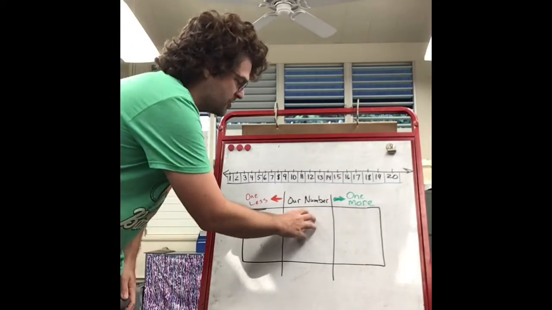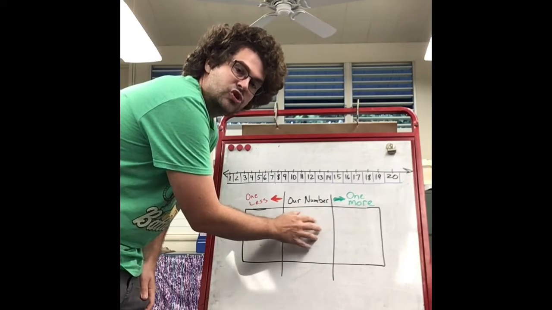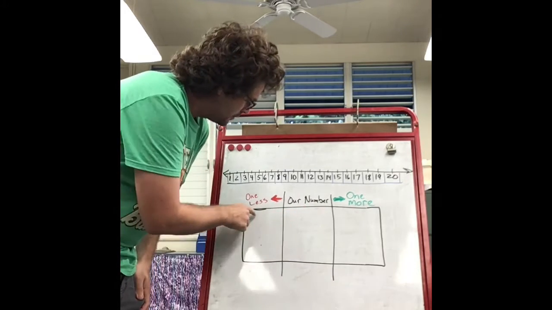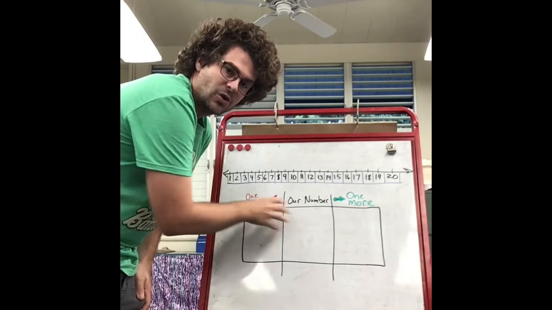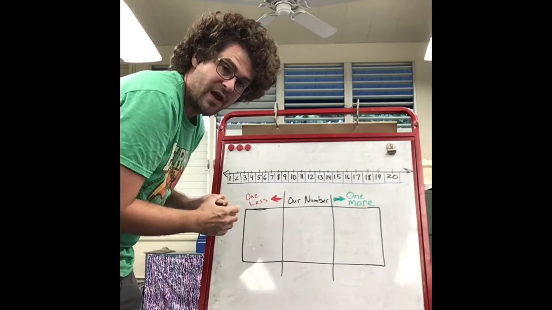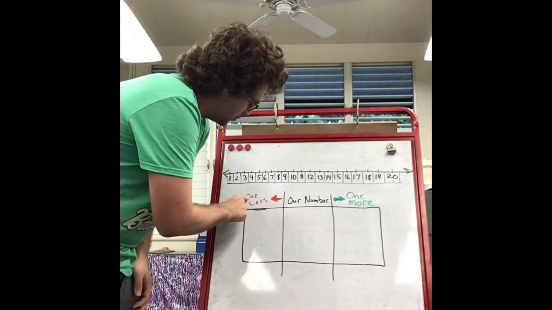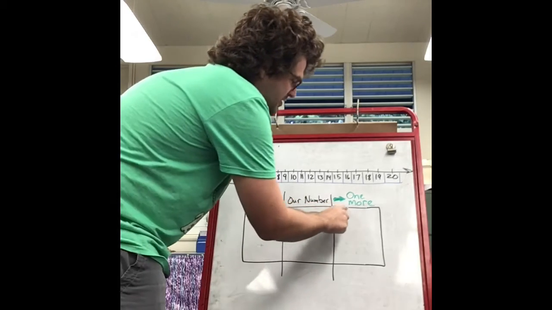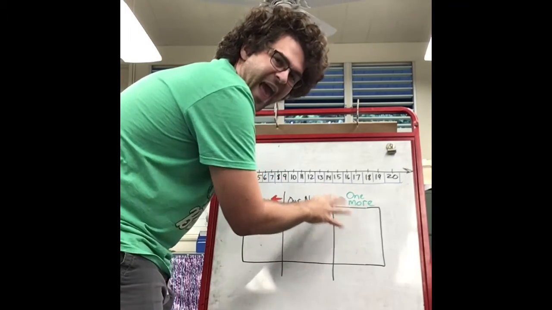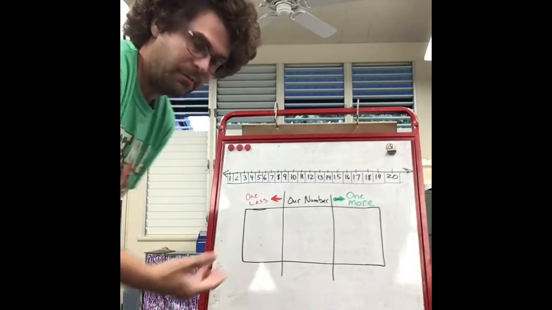I set it up so this middle thing right here is the number that we're starting with, our starting point. Over here it says 1 less. That means we're going to take away from that starting point. It says 1 less here in red. Over here it says 1 more. This is where we're going to add one once we figure out our starting point. Okay?